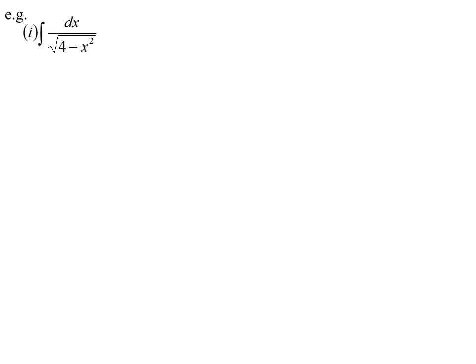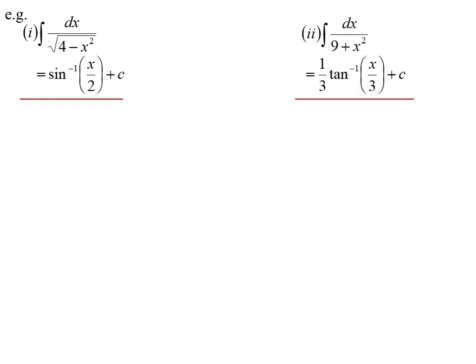Let's do some examples. I see something like that. It's in that form of a squared minus x squared under the square root sign. That makes life easy. It's just inverse sine of x on 2. Over there, again, it's in the form that we like seeing, but remember, I'll have a third out of the front for this one because it's inverse tan.